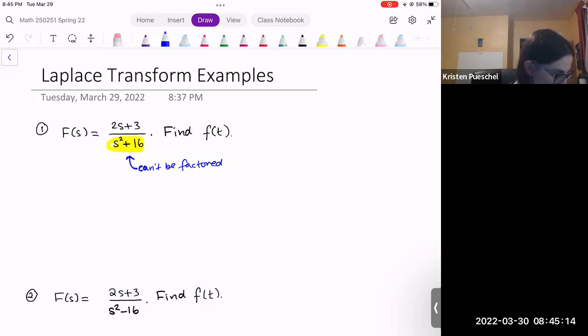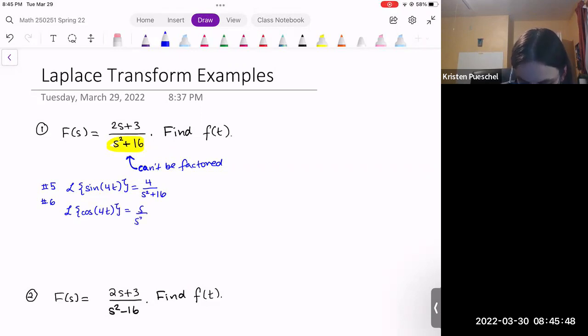So here, s² + 16, this denominator looks like the one in rule number 5 and number 6. Number 5 says that the Laplace transform of sin(4t) is equal to 4/(s² + 16). And number 6 says the Laplace transform of cos(4t) is going to be equal to s/(s² + 16).